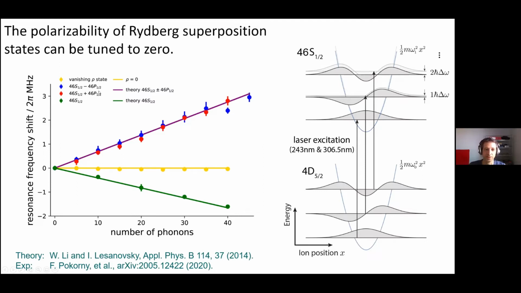Of course, if you now tune the relative amplitudes of these levels in the right way, you can tune the effective polarizability of the dressed state in such a way that it's equivalent to the polarizability of the ground state. Which means the dressed Rydberg level has the same trapping potential as the ground state. And due to that, you don't get an energy shift depending on your initial state anymore.